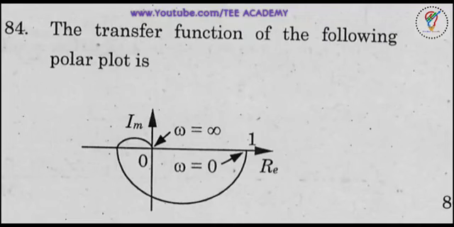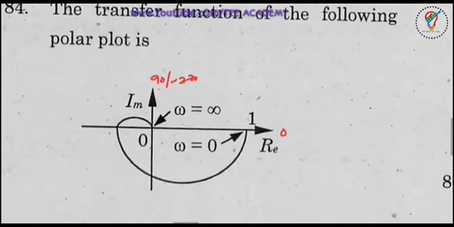So this polar plot is given. Let me take 0 degree here. Then 90 or minus 270 degrees I will write. If you go in the clockwise direction, it is 0, minus 90, minus 180 and minus 270. If you are going in the counterclockwise direction, which is generally what we do, it is 0, 90, 180 or 270, like this pattern.